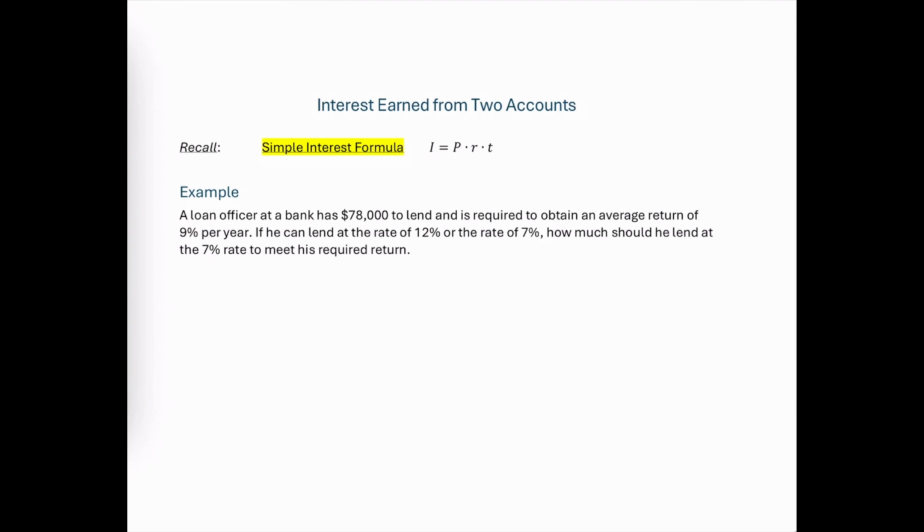A loan officer at a bank has $78,000 to lend and is required to obtain an average return of 9% per year. If he can lend at the rate of 12% or at the rate of 7%, how much should he lend at the 7% rate in order to meet the required return?